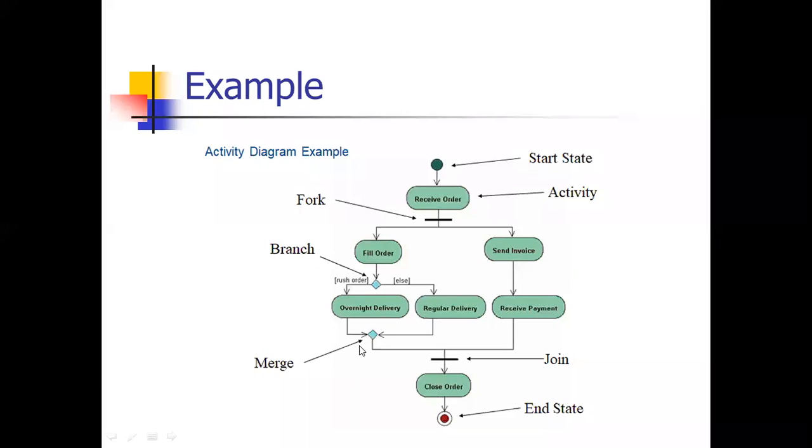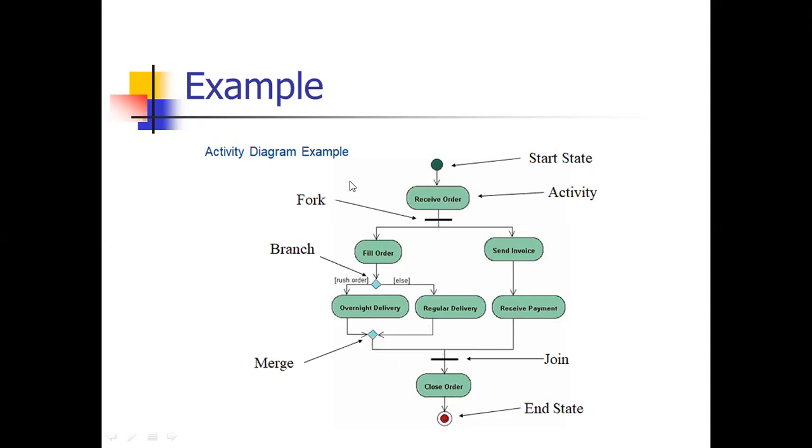After that, we are going to merge that. Here, how to merge that? Here you can see, we are going to merge that branching. And at send invoice, at the end, we are going to join the result of that receive payment and this merge. Okay, so at the end, we are going to join and close the order. And this is the notation for the end state.